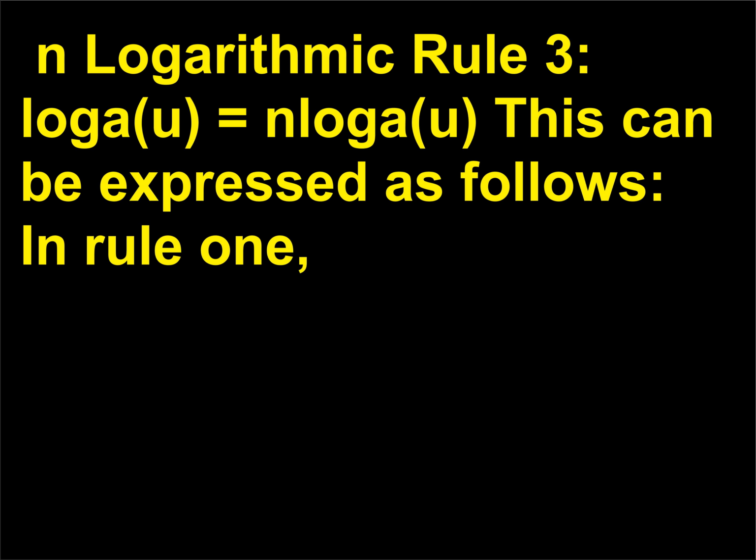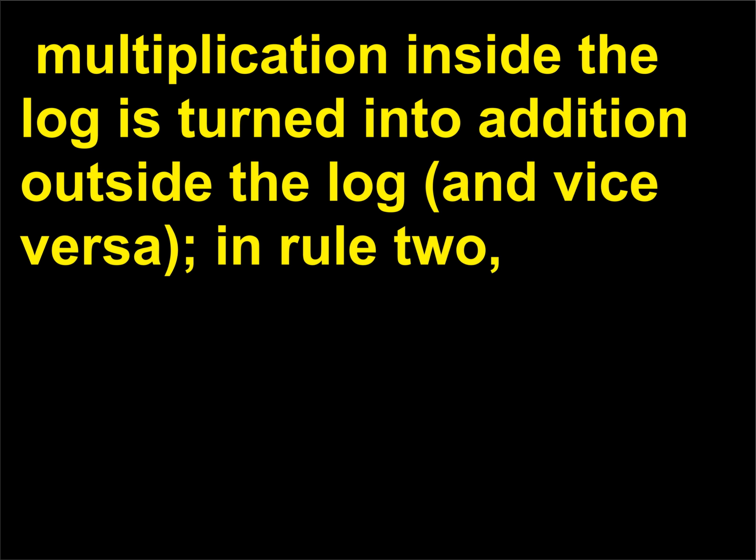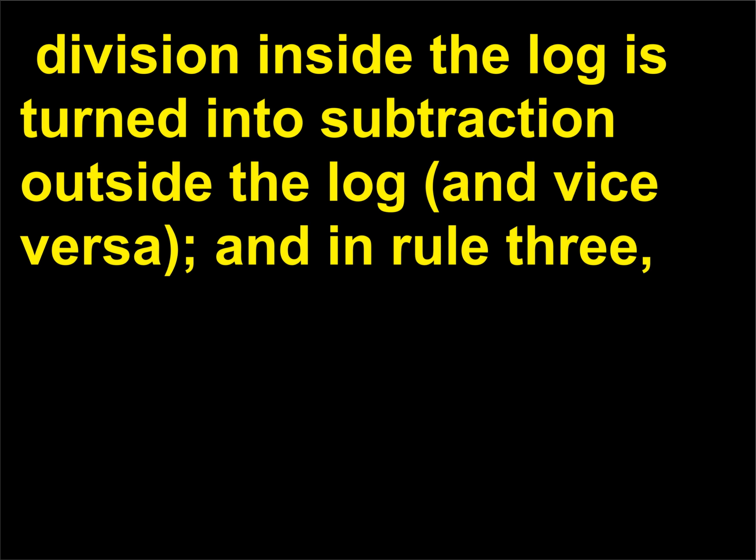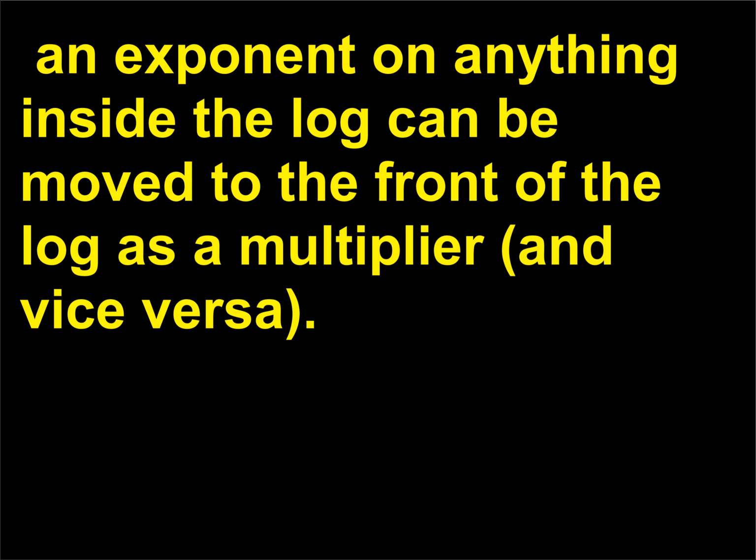This can be expressed as follows. In rule 1, multiplication inside the log is turned into addition outside the log, and vice versa. In rule 2, division inside the log is turned into subtraction outside the log, and vice versa. And in rule 3, an exponent on anything inside the log can be moved to the front of the log as a multiplier, and vice versa.